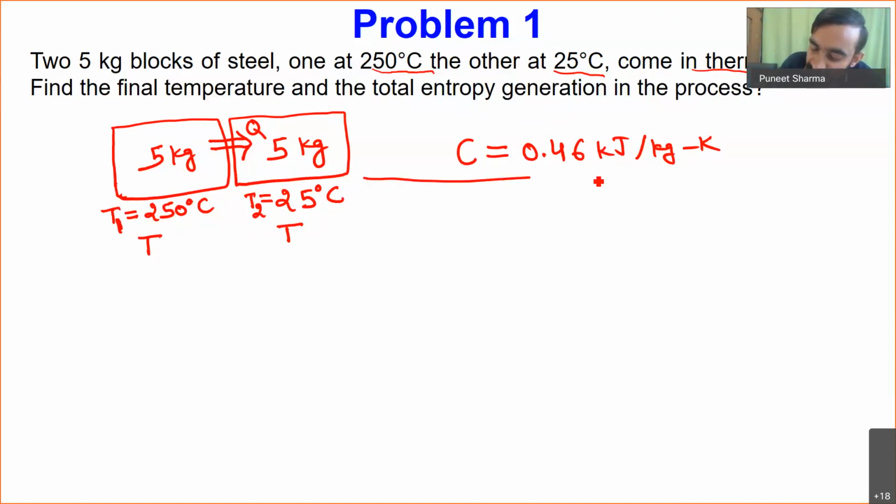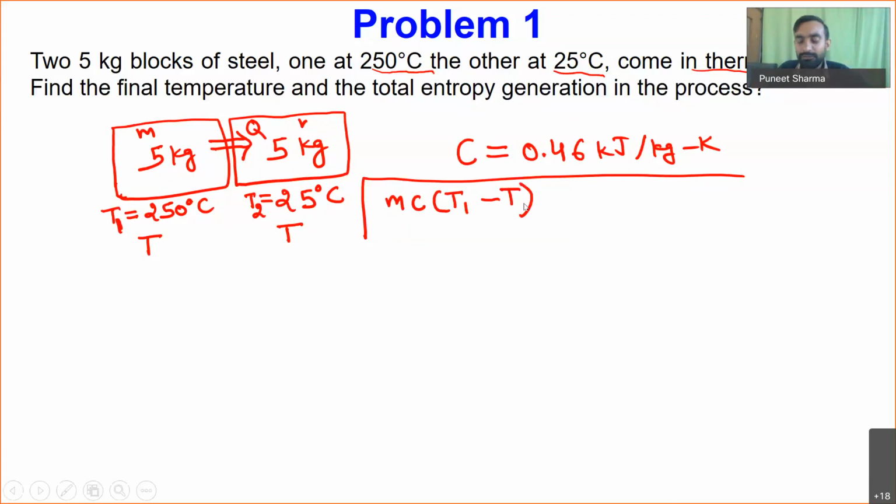Now, writing the conservation of energy: both blocks have mass M, so I write M on both sides. The first block loses heat, so M into C into (T1 minus T), where T1 is its initial temperature and T is the final temperature. This is the heat transferred from block 1, and it enters block 2, so the heat lost by the first block equals the heat gained by the second block.